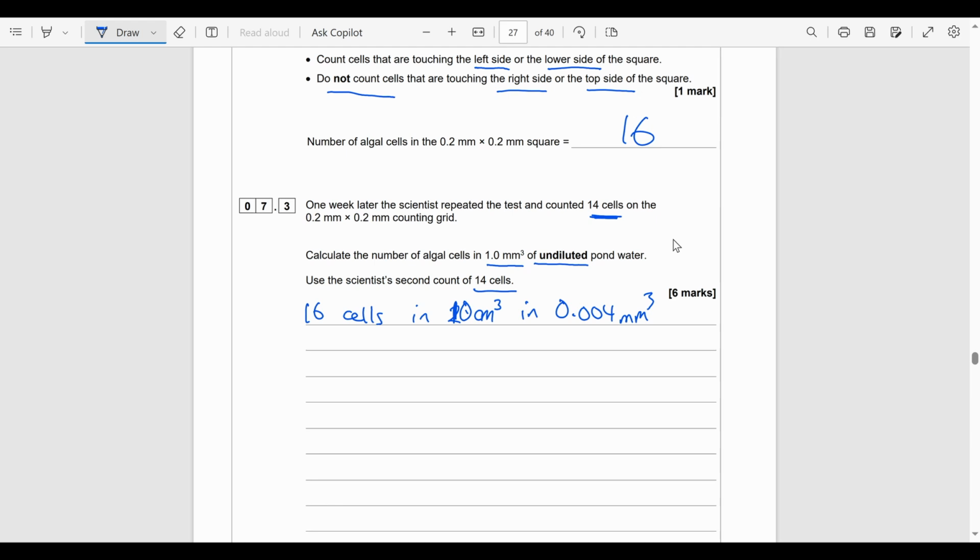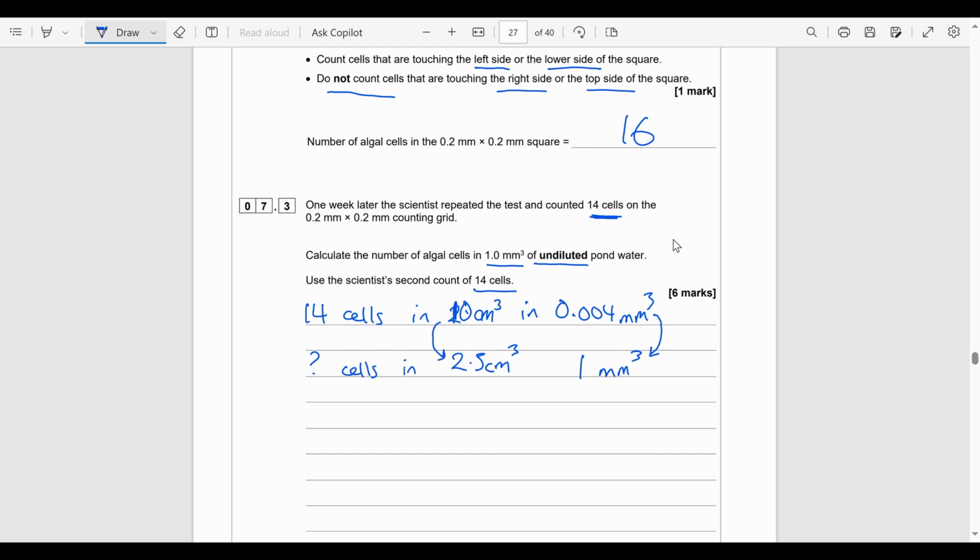So we need to get that to this situation now, which is 1 millimeter cubed undiluted. Now, remember, they've asked us to actually use 14 cells, so we've got to change this now to 14. So what we want now is how many cells in 1 millimeter cubed, but we also need our actual undiluted, so we want 2.5 centimeters cubed. So we're going to do some conversions here. We want to find the factor to get from 0.004 to 1, and the factor to go from 10 to 2.5, and then we'll be able to get our answer.